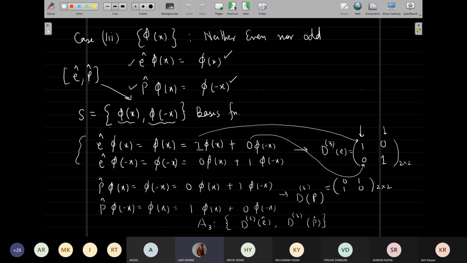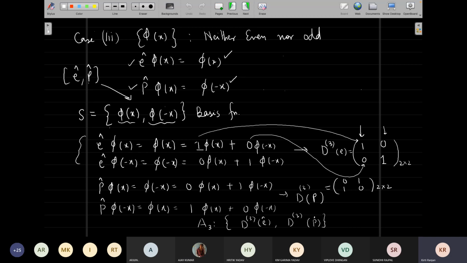Yes, sir. So when P is operated on phi x, in the first equation we get an odd function, right, sir? And in the second, we get an even function. P is operated on phi x, so you get phi minus x. What is the function of the P operator?